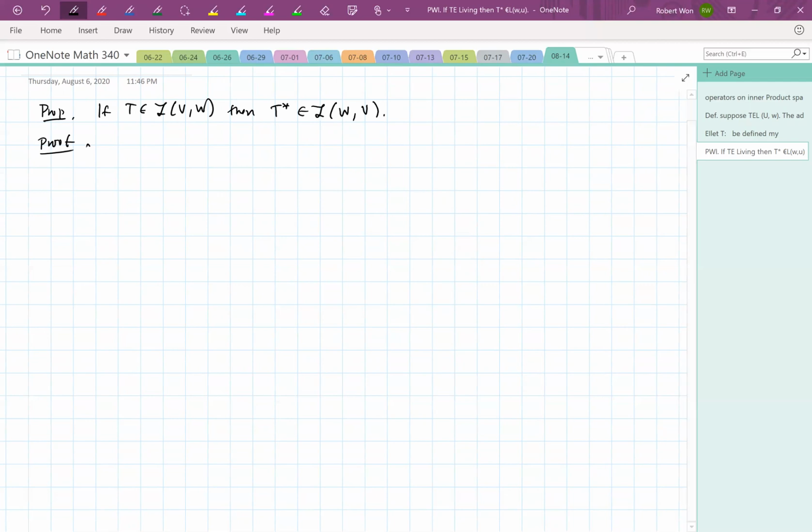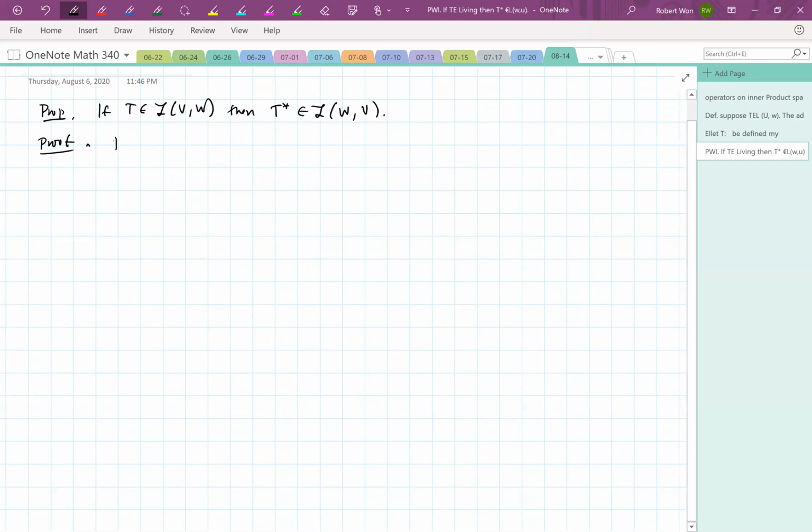But we can break it down so that we have something to aim for. So I need to show that T star is a linear map. That means I need to show that T star respects addition and T star respects scalar multiplication. That's my job. In fact, what I'll do is I'll show that T star respects addition, and I'll let you do the proof that T star respects scalar multiplication. It's also in your book. You can just read there.